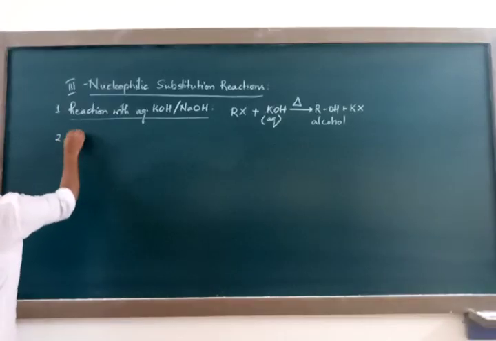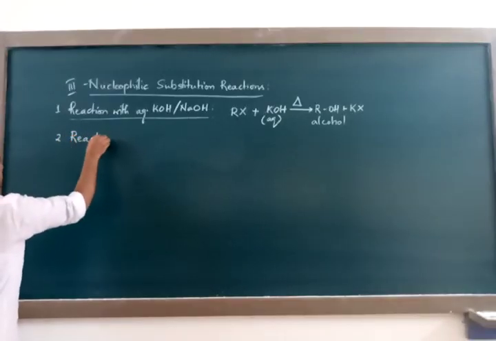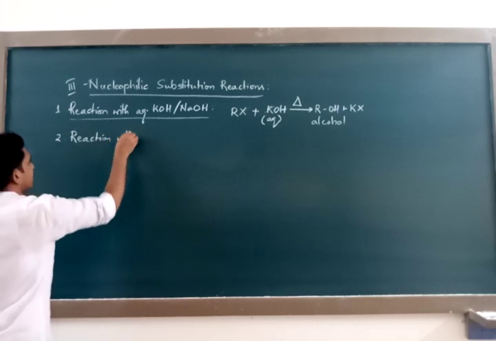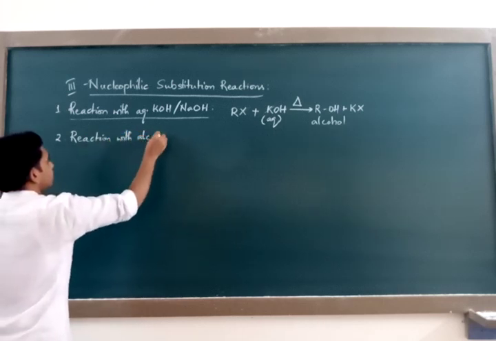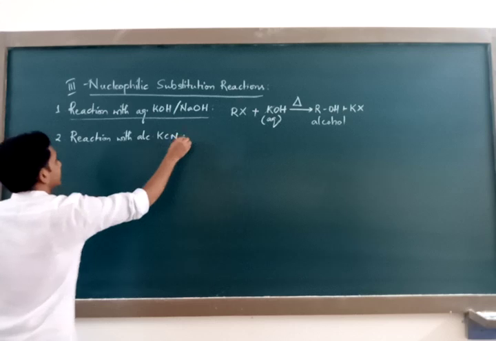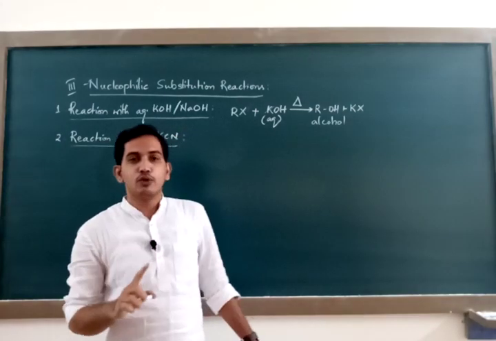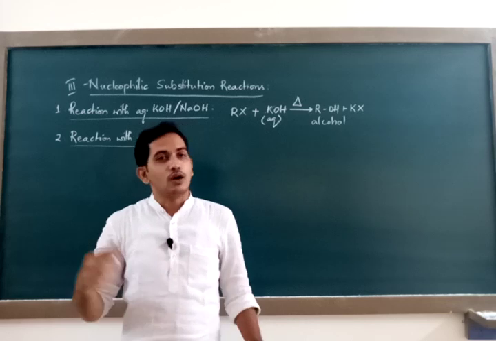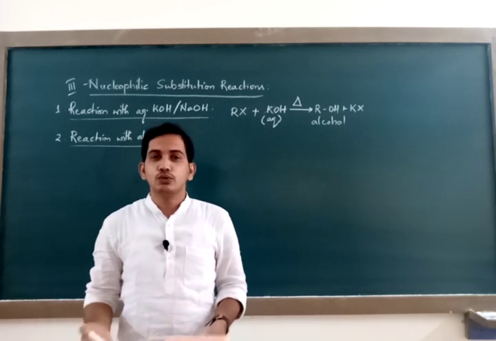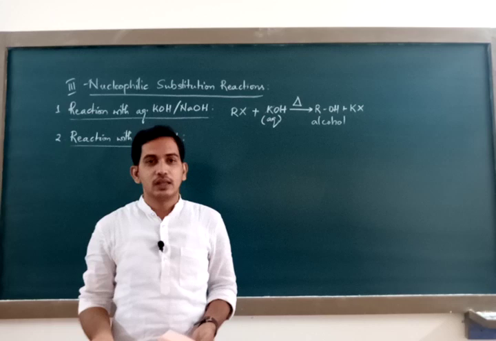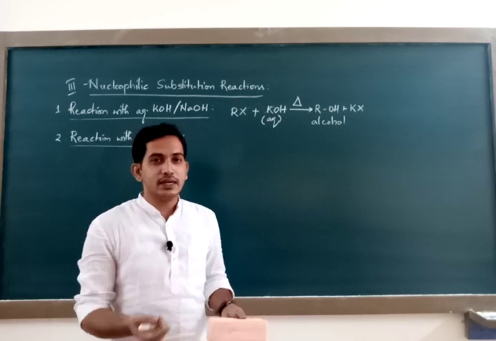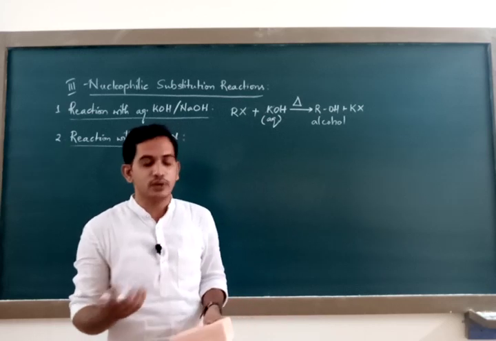The second reaction is the reaction with alcoholic potassium cyanide. In the nucleophilic substitution reactions, there are about 14 to 15 reactions. All of them are similar, so you can go through them in your textbooks also. Only for the sake of understanding, I shall be dealing here with only 3 to 4 reactions.